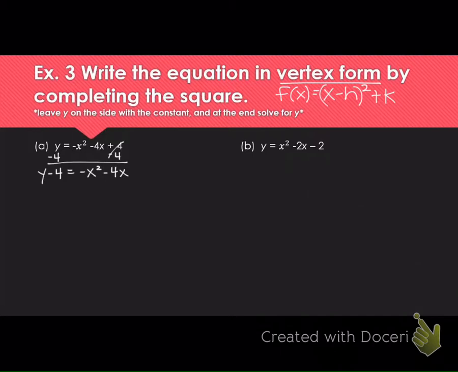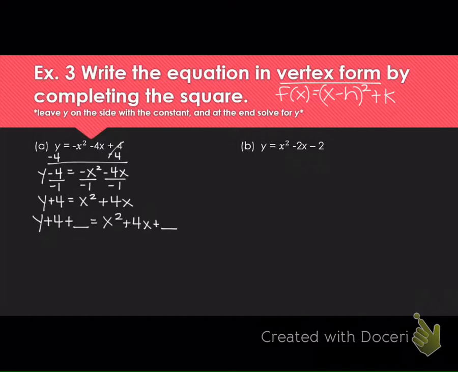Now, the leading coefficient, is it a positive 1? No, it's a negative 1. So what do we have to do before we can move forward? Divide everything by negative 1. Remember, if the leading coefficient is not positive 1, we divide everything by the leading coefficient. So we have y plus 4 equals positive x squared plus 4x. Now we can move forward. So what do we add to the problem? The blanks. So y plus 4 plus our blank equals x squared plus 4x plus our blank.